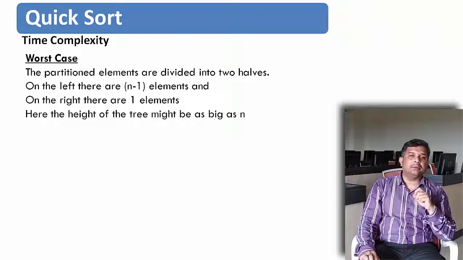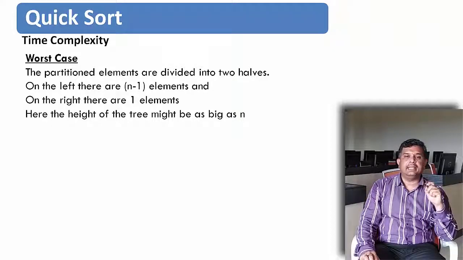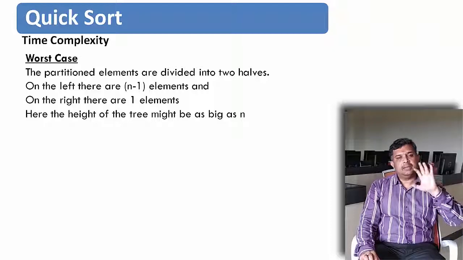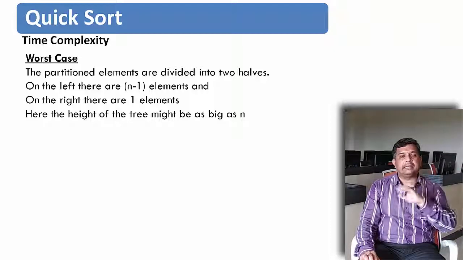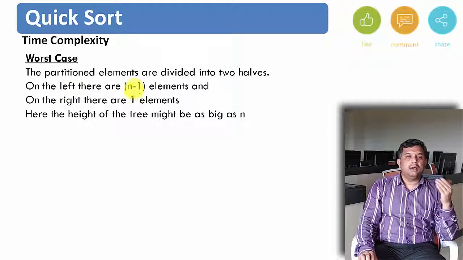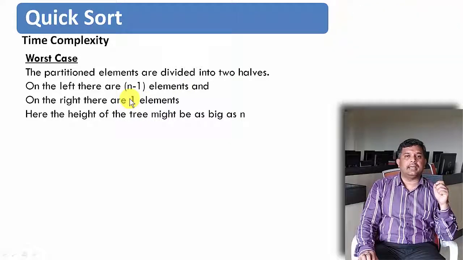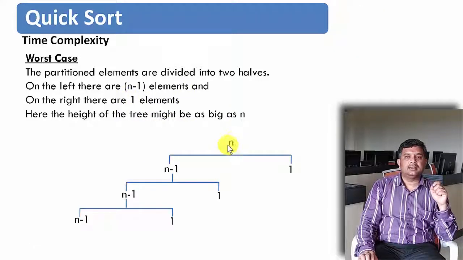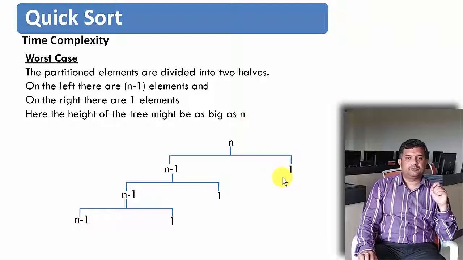Let us see the time complexity in the worst case. After finding the pivot element, I am dividing. Some elements will be less than the pivot element, some elements will be greater than the pivot element. Let us assume that there are n minus 1 elements on the left hand side and one element on the right hand side. So if I am dividing n minus 1 elements on the left hand side, one element on the right, again n minus 1 elements on the left, one element on the right, again n minus 1 elements on the left hand side, it means the height of the tree might be as big as n, because every time one element is kept on one side.